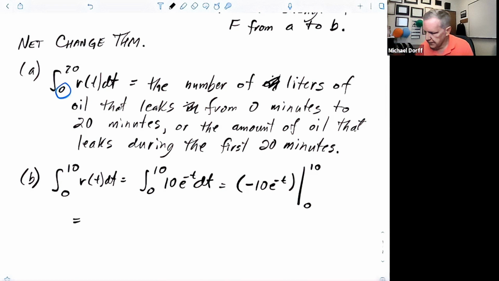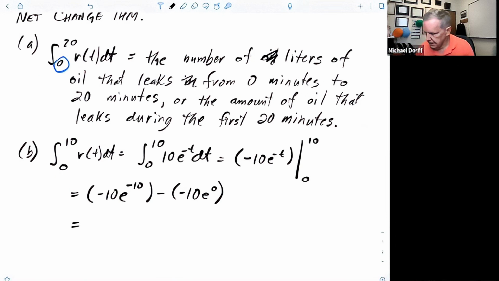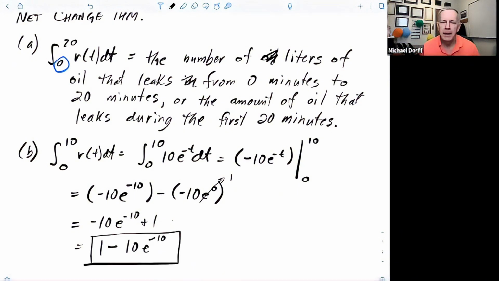All right, and when I plug those numbers in, then I get negative 10 e to the negative 10 minus negative 10 e to the 0. And so then e to the 0 is 1, and I have a negative here. So I have negative 10 e to the negative 10 plus 10. Sometimes people will put the positive number first, so that we have 10 minus 10 e to the negative 10. All right, I hope that helps.